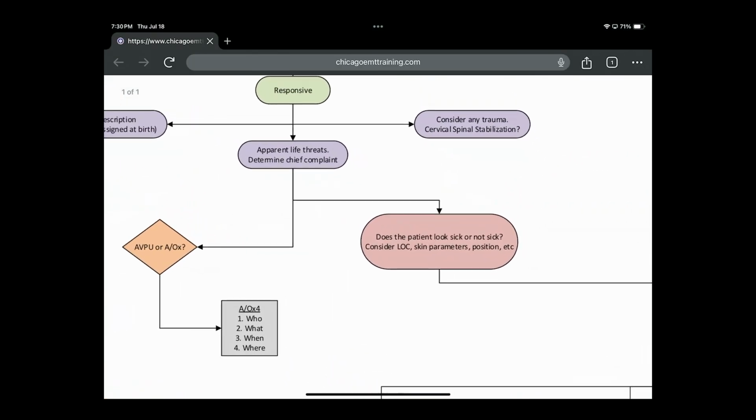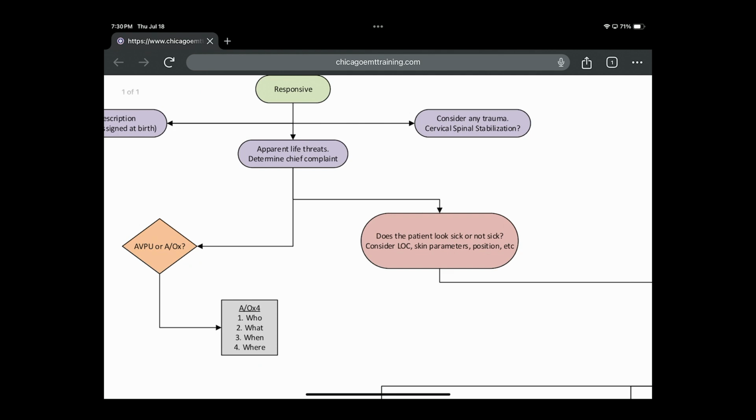And based on your visual cues, you have to make a determination on, is the patient sick or not sick? So think about, are they moaning, groaning, crying? Are they confused? What are their skin parameters? Do they look pale, diaphoretic? Any abnormal positioning, like tripod positioning, fetal position?